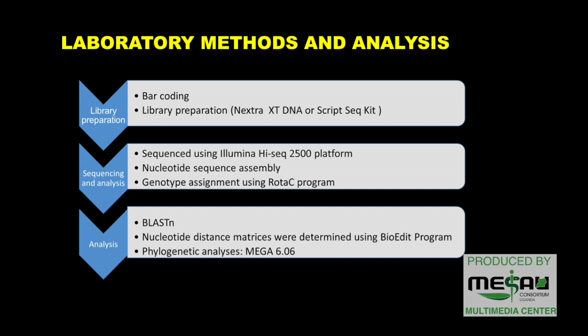Then we also tried to see how similar these nucleotide sequences are to what is in the GenBank and also to each other, so we used the BioEdit program. Then we did phylogenetic analysis using the maximum likelihood method, with MEGA 6.06, to understand how the nucleotides we have relate to each other and to others which have been reported.